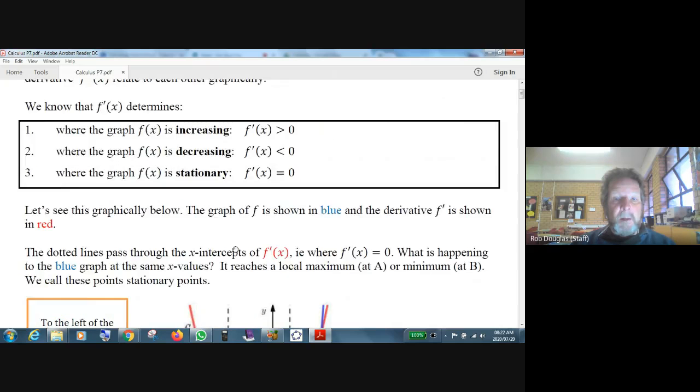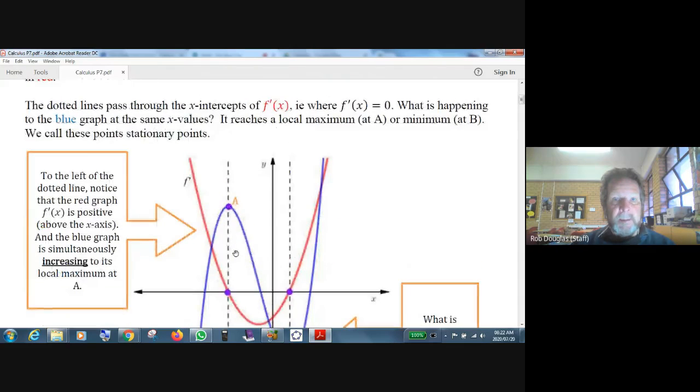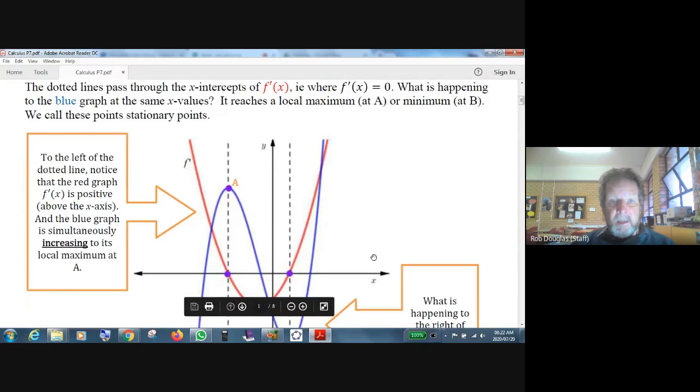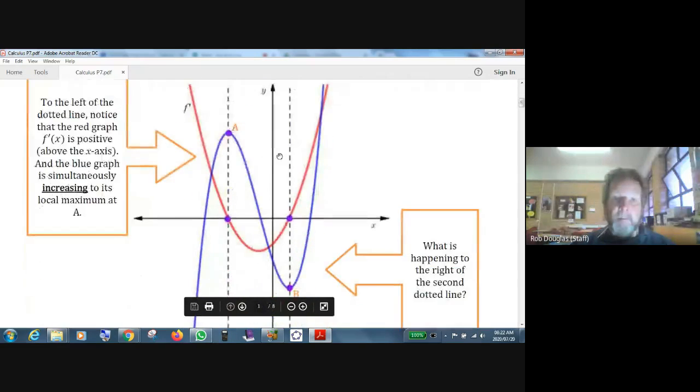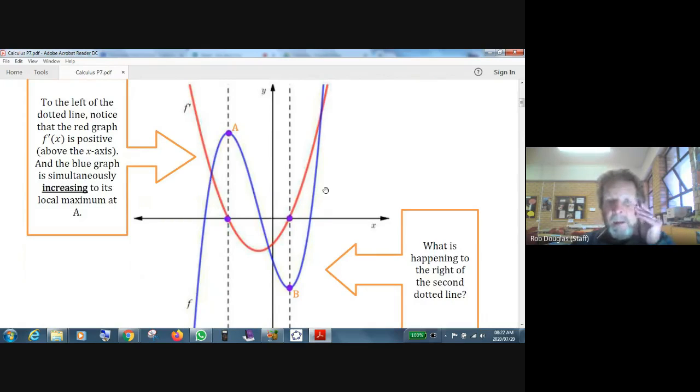Now, what Mr. Autry's done in this example is he's put two graphs together. He's got a cubic graph right here, that blue one. There it is, a cubic graph. And then its derivative. If you take the derivative of a cubic, you're going to get x squared, which makes a parabola.